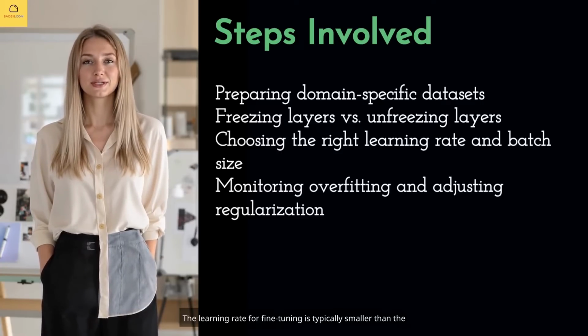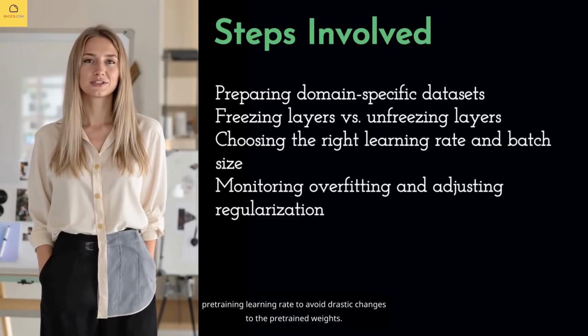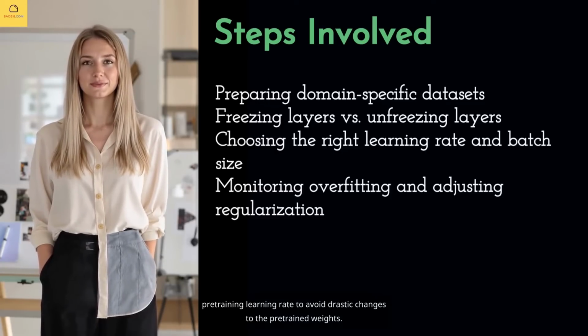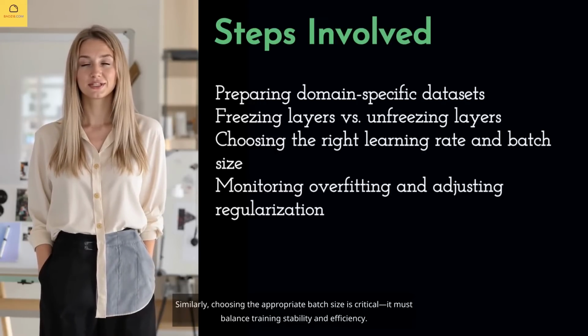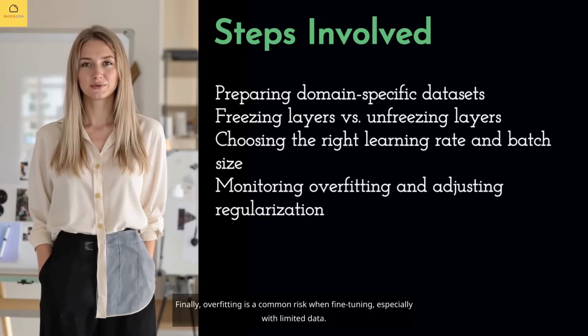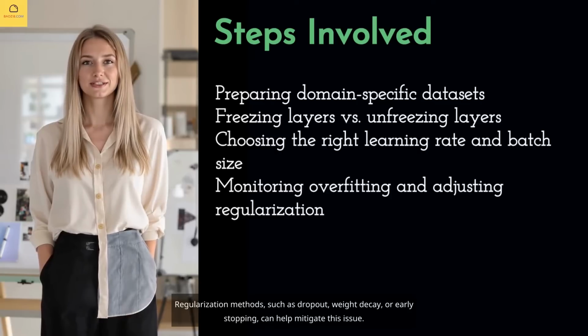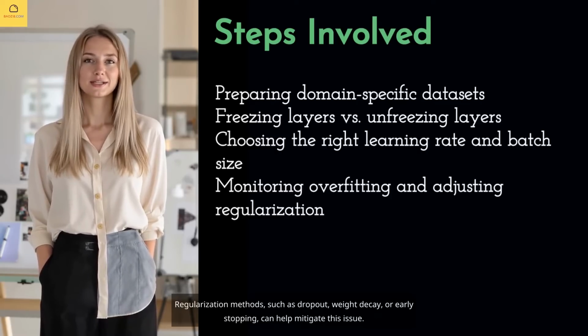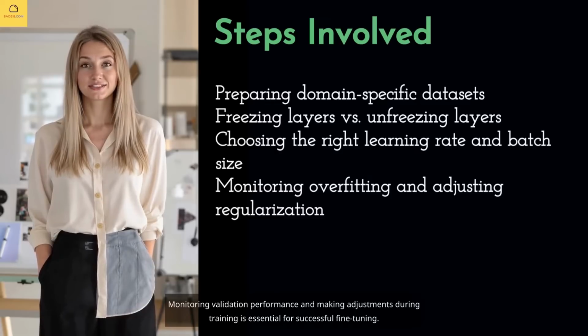The learning rate for fine-tuning is typically smaller than the pre-training learning rate to avoid drastic changes to the pre-trained weights. Similarly, choosing the appropriate batch size is critical. It must balance training stability and efficiency. Finally, overfitting is a common risk when fine-tuning, especially with limited data. Regularization methods, such as dropout, weight decay, or early stopping, can help mitigate this issue. Monitoring validation performance and making adjustments during training is essential for successful fine-tuning.